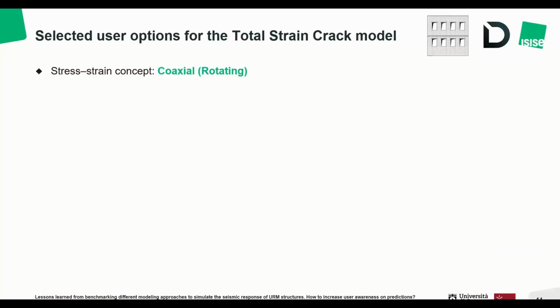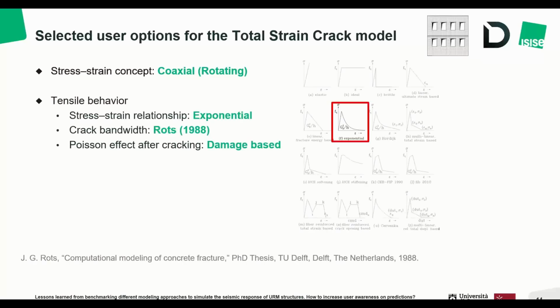Moving to the user options that I selected for the total strain crack model, first of all, the stress-strain concept is coaxial rotating, which means that the stress-strain relationships are defined in the principal directions of the strain vector. And cracking occurs when the maximum principal stress exceeds the tensile strength, and the orientation of the cracks is always orthogonal to the maximum principal strain. Regarding the tensile behavior, I selected the exponential relationship, which is shaped by the fracture energy value and the crack bandwidth defined by Rots in 1988. Also, a reduction of the Poisson effect after cracking was activated.